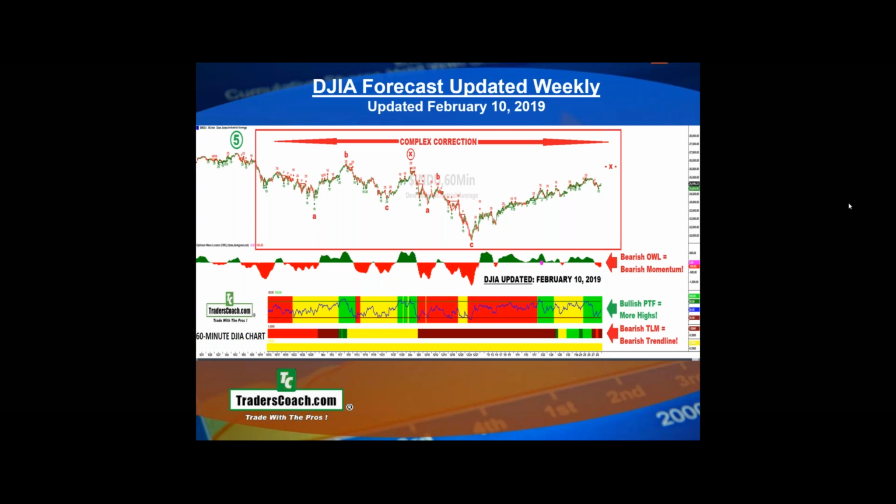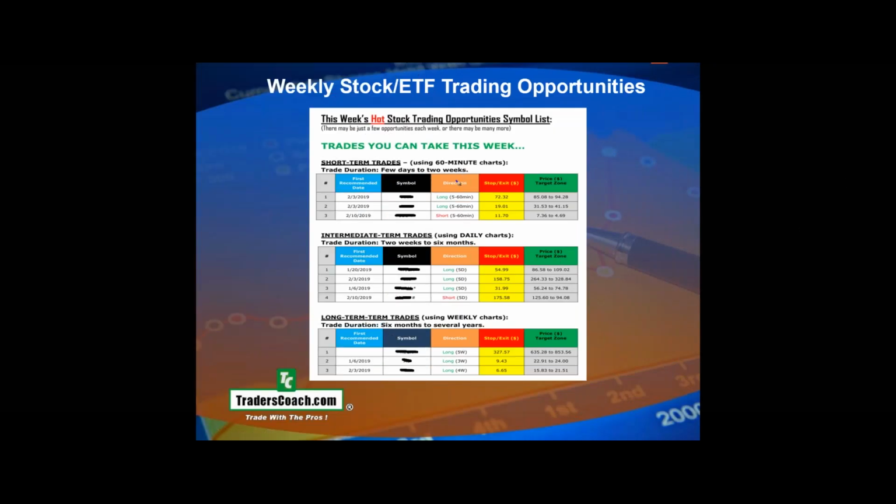The next thing I want to share with you is how we take a look at our stock opportunities. So we have short-term opportunities. These are trades based off a 60-minute chart. So these trades are good for a few days to 2 weeks. So if you want to be in a trade for a short period of time and not a long period of time, this is an excellent place to go. We also have intermediate trades using daily charts, and the trade duration here is 2 weeks to 6 months on these. And then we have long-term trades here where the duration on weekly charts will be in for 6 months to several years. Now, if you want to use options, you can.